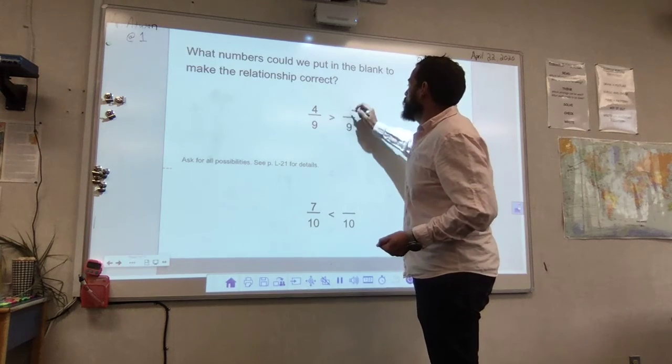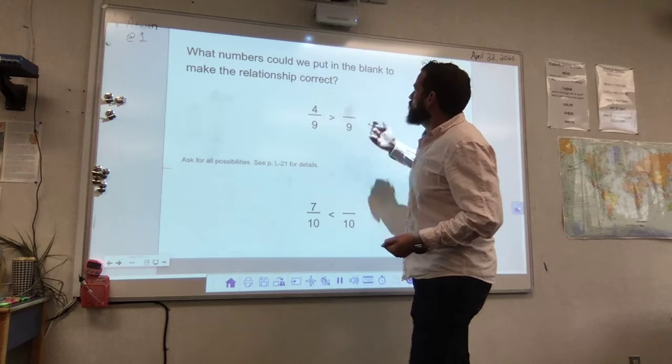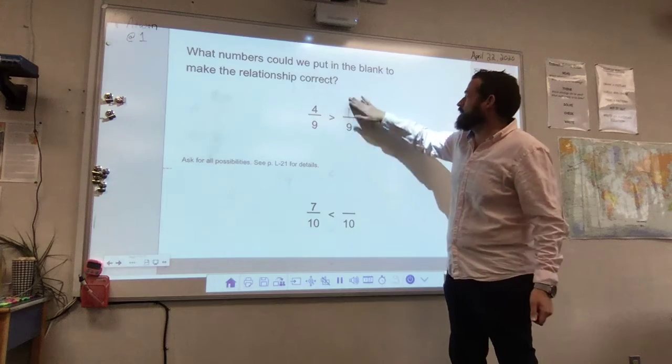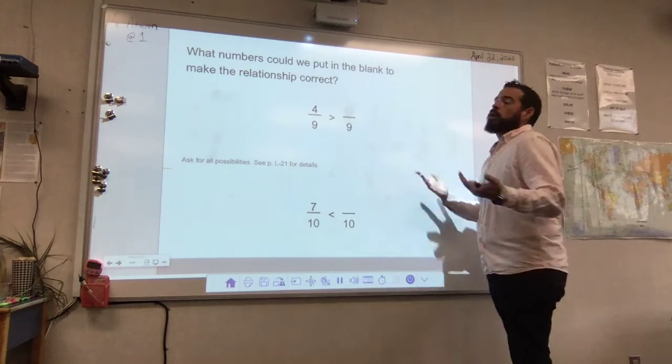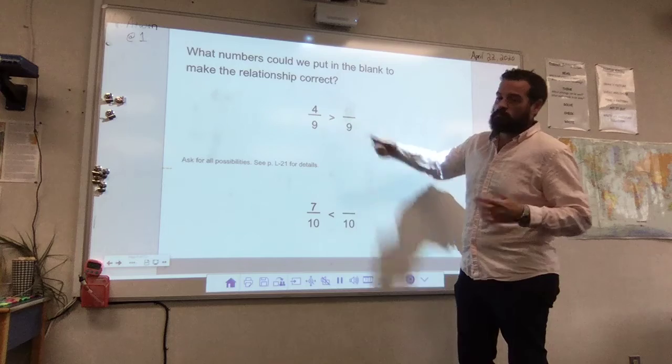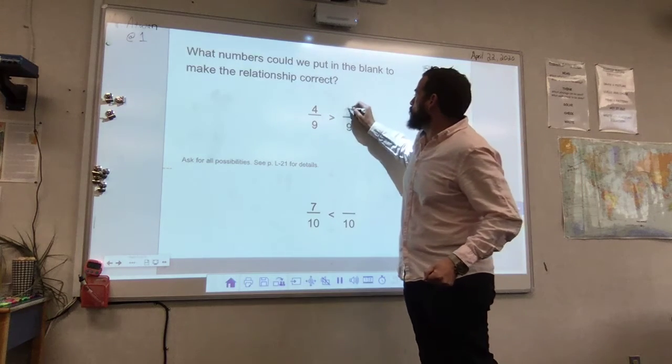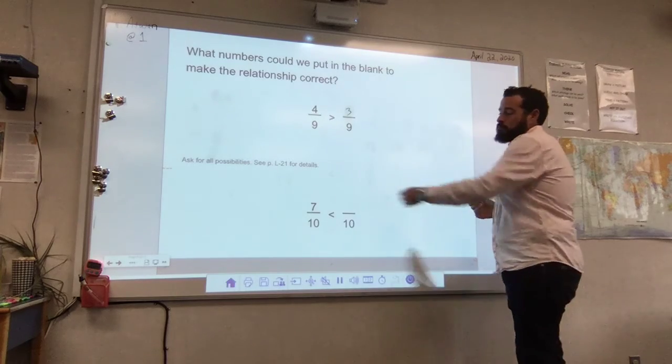We could also write a 2. We could also write a 1. Any of those would be correct. You could write a 0 even if you wanted to, but I'd just keep it with 3, 2, or 1. So we'll keep the 3 there. And then the same thing here.